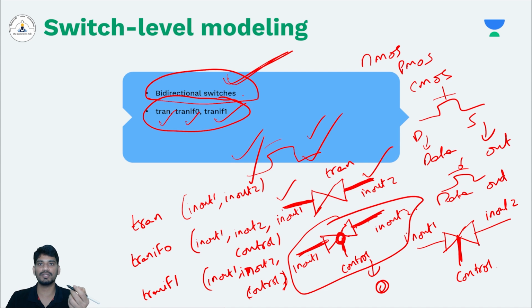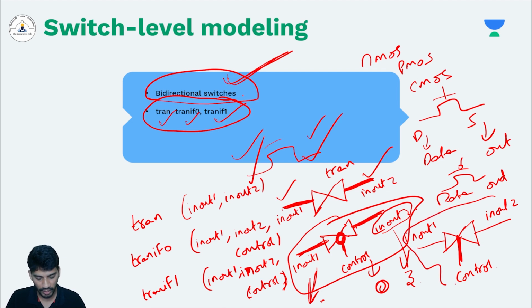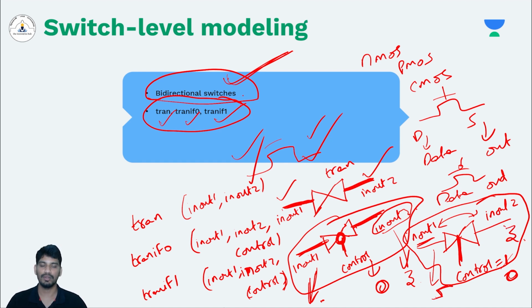If the control signal is 1, and the input data is applied at inout 1, it will stay in its own state. Then the output data, let's say inout 2 is your output, will be in high impedance state. Similarly for tranif1, if the control signal is equal to 1, then your inout 1 will be equal to inout 2. If the control signal is equal to 0, then the input data will stay in its own state and the output data will be at high impedance state. Okay.